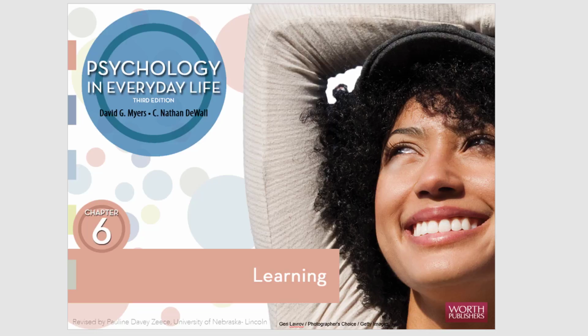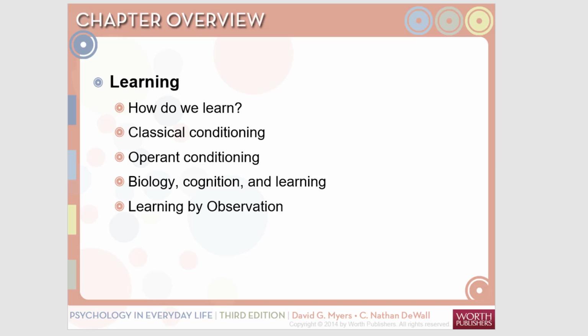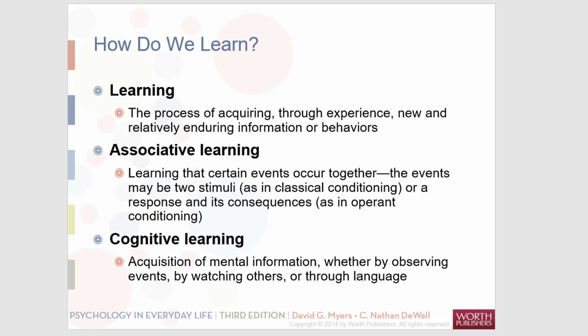We are going to be learning about learning today. We have different ways that we learn. How do we learn? Classical conditioning, operant conditioning, biology, cognition and learning by observation. Learning is the process that produces relatively enduring change. Associative learning is when certain events occur together. Cognitive learning is when we acquire mental information.